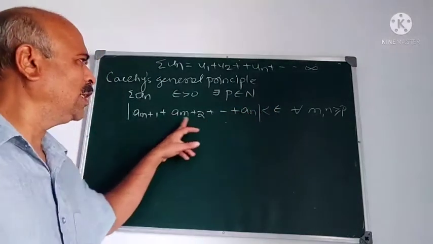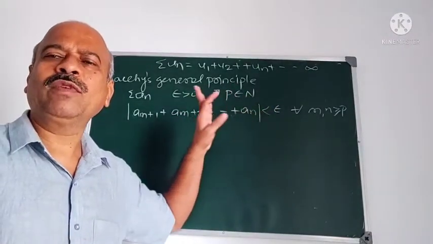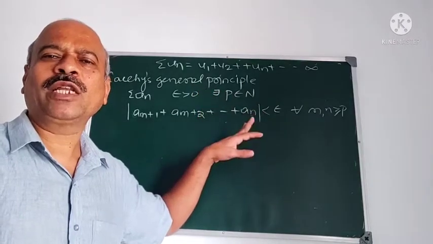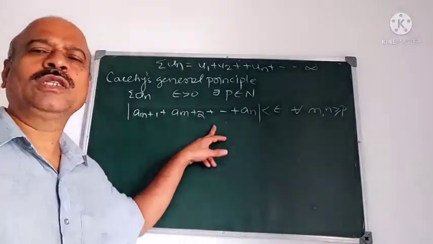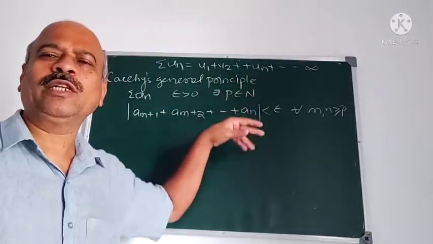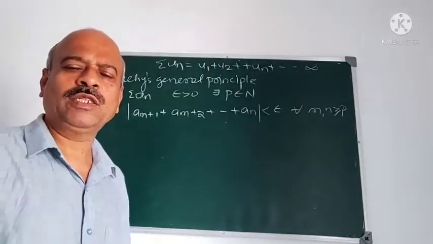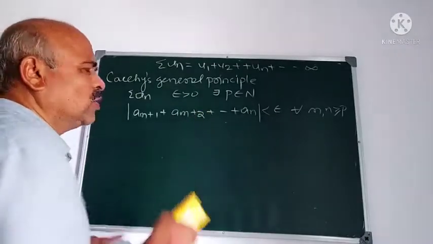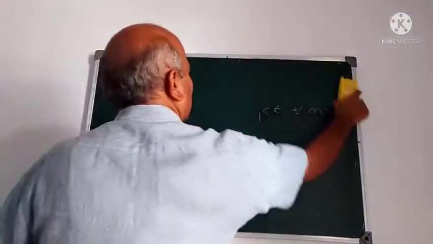So in this case, the advantage is we need not form a sequence of partial sums. That is not required here. Directly we apply this. It is called Cauchy's general principle of convergence. It is based on Cauchy sequences that you have studied in sequences. The proof is based on Cauchy sequences. Up to this you have studied Cauchy's general principle of convergence.